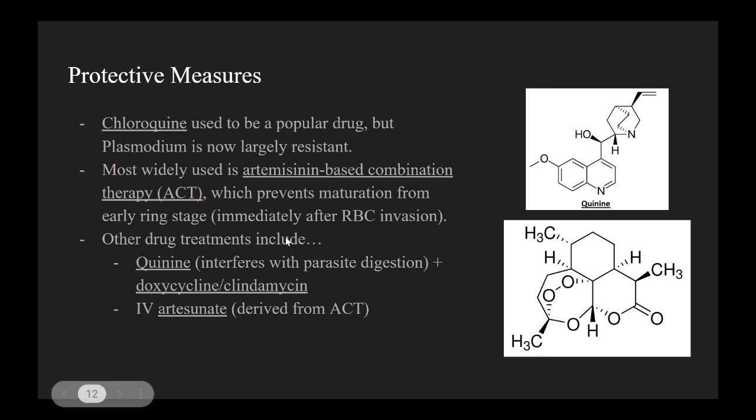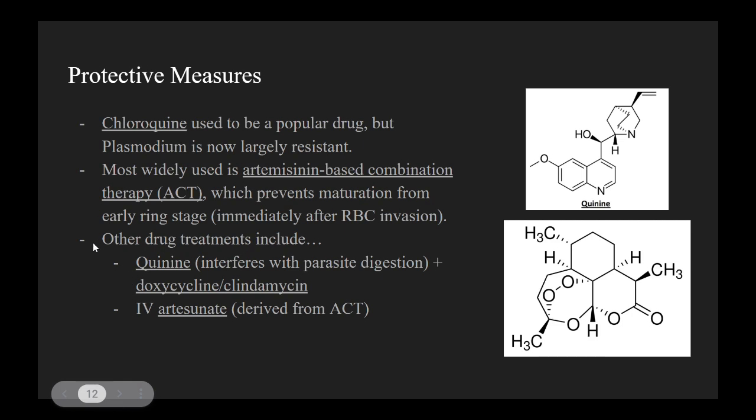Then for other drug treatments, we have quinine, which interferes with the digestion that the parasite does when it's eating up our nutrients in the red blood cell. And then you will pair quinine with doxycycline or clindamycin. These are antibiotics, and I don't know the exact role that they have for the parasite, but they're effective antibiotics that I guess have some related role that helps kill the parasite as well.